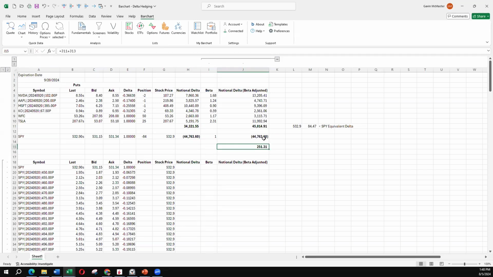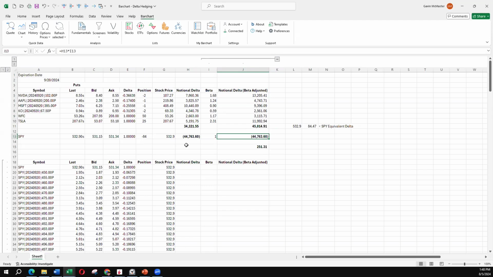As the market goes down, we're going to be losing money on our underlying portfolio, but we're going to be making money on our SPY short sale, which is going to offset. Again, it's never going to be perfect, and this is going to be constantly changing and moving, but that's a really quick way to hedge your overall portfolio.